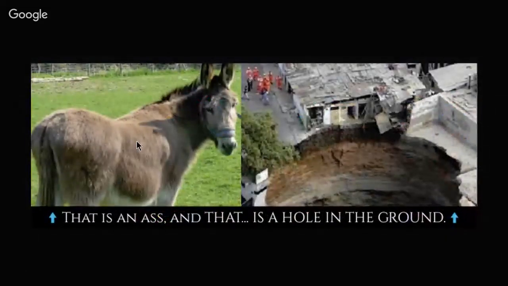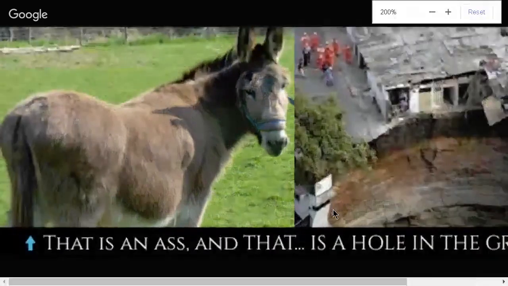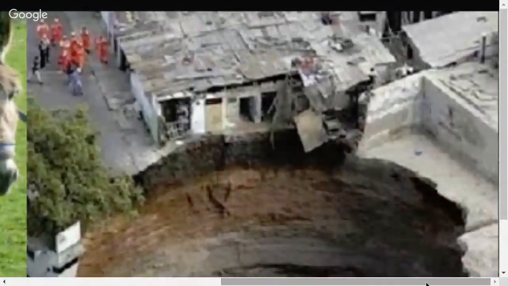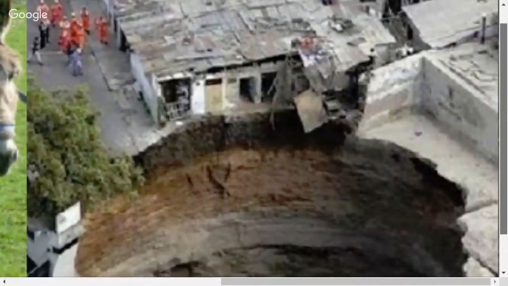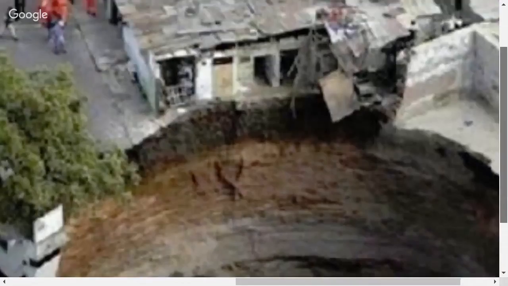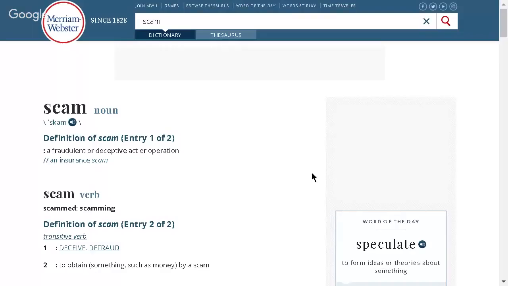And this is an ass. This is a hole in the ground. Talk about one holy hell of a hole in the ground. That's a real thing, folks. I did not Photoshop that. I don't know where that is. I think it's in the Far East somewhere. That's a freaking sinkhole. If that doesn't look like a gateway to hell, I don't know what does.